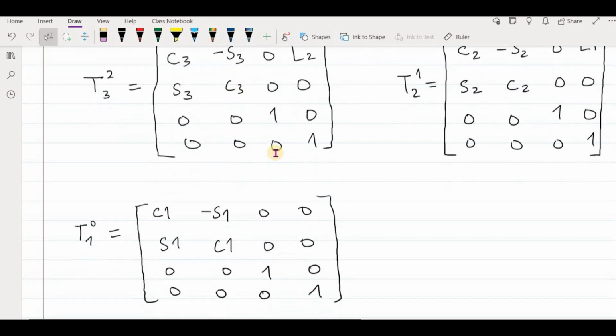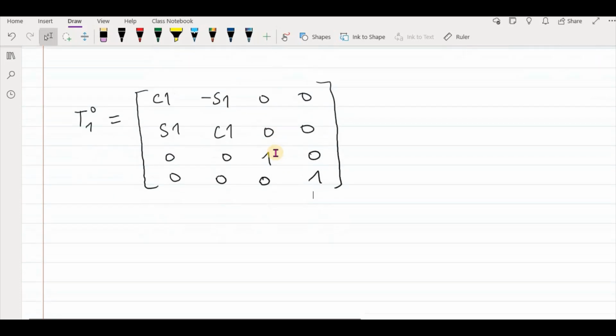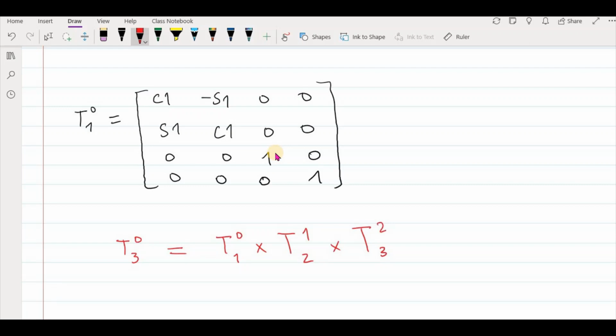Why are there three? Because if you remember from the previous slide, we said that if you want to do a transformation from frame 3 to frame 0, then you need a transformation from frame 1 to frame 0, and then multiply it with the transformation of frame 2 to 1, and then the transformation between link 3 to 2. So that's why we need these three transformation matrices.